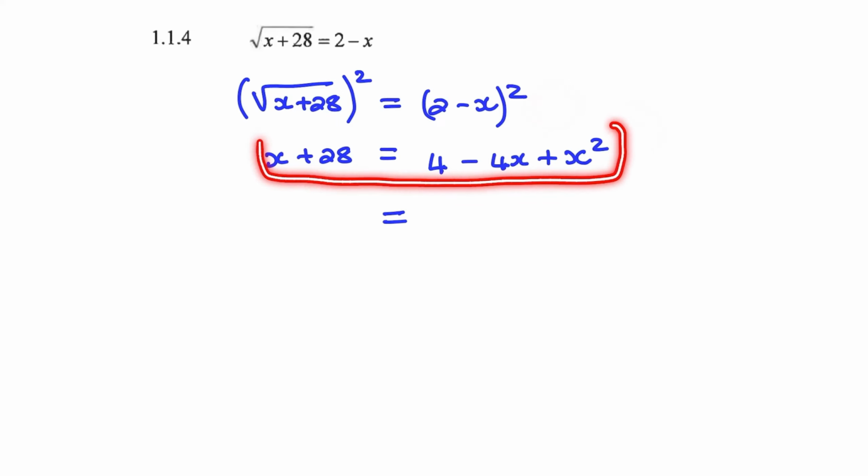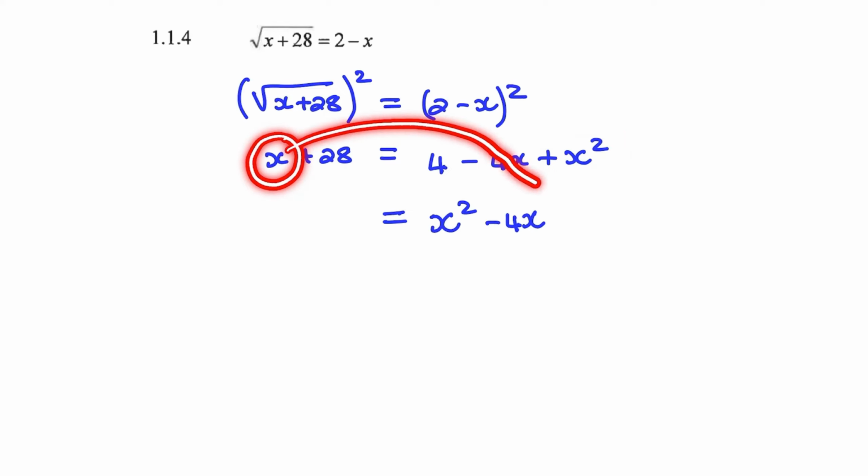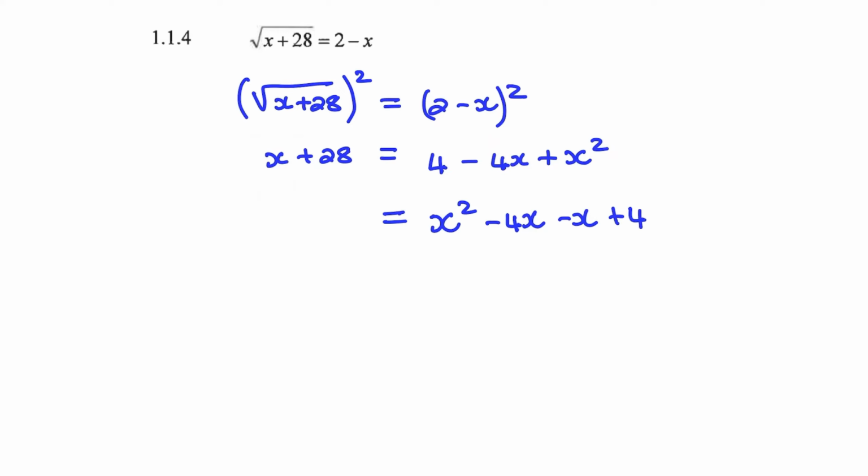Next, I'll rewrite this equation in standard form. So what I'll do is move over the 28 and the x to the right-hand side, because I already have a plus x squared on the right-hand side. So that'll be x squared minus 4x, and moving the x over, minus x plus 4, and then moving the 28 over, minus 28 equal to 0. And when I simplify that, I have x squared minus 5x minus 24.